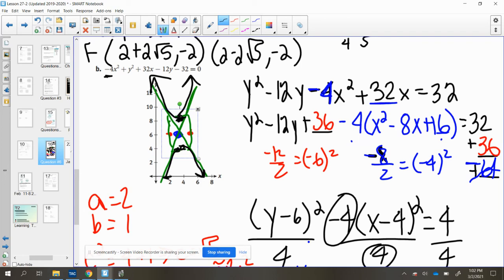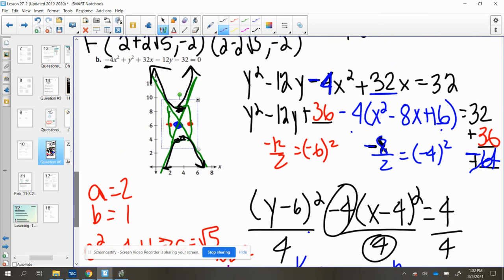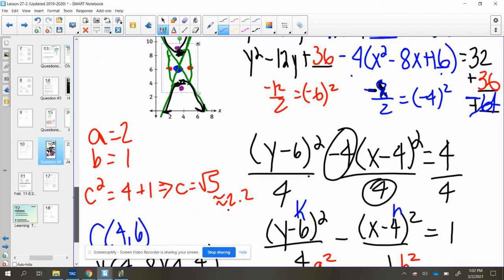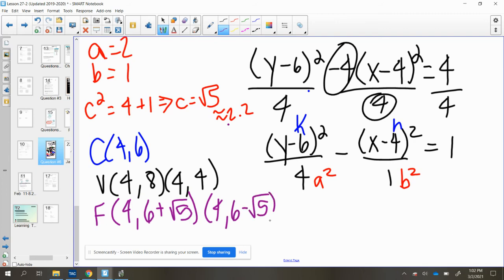Last but not least, the foci, again, are 2.2 away from the center. So in this case, very close to our vertices just inside there. So it would be just above 6, the square root of 5 from the center, and just below 6, the square root of 5, subtracted away.